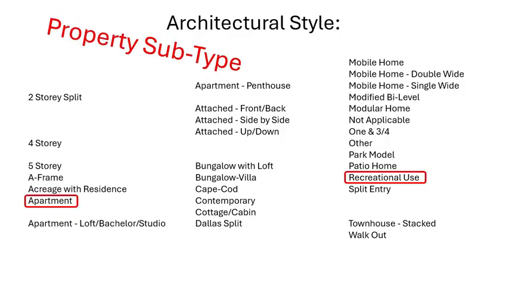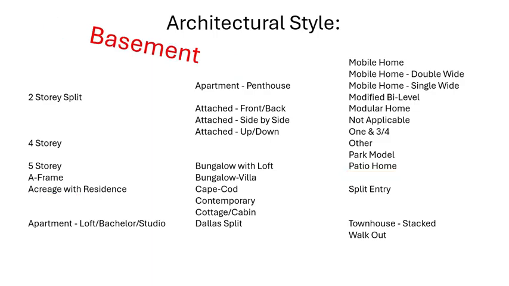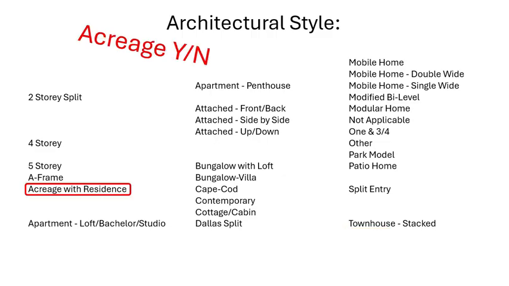Okay, now the property subtype. There's a couple items there. Going to take them out. The basement field. We got walkout down here. Take that out. We have a thing for an acreage yes or no checkbox. That's redundant with this here. We don't need that. Take it out.